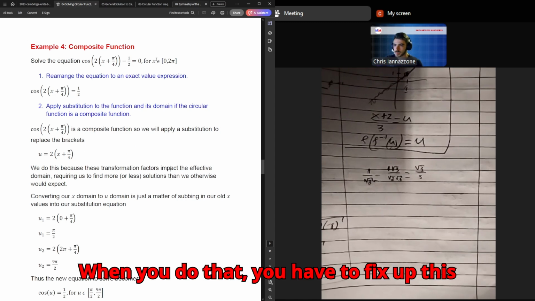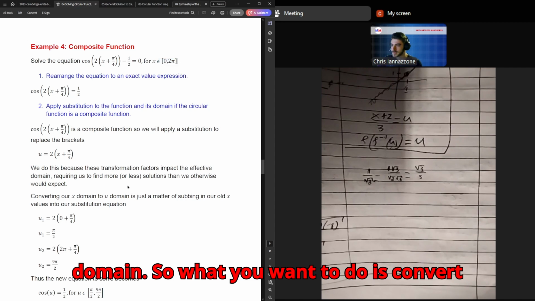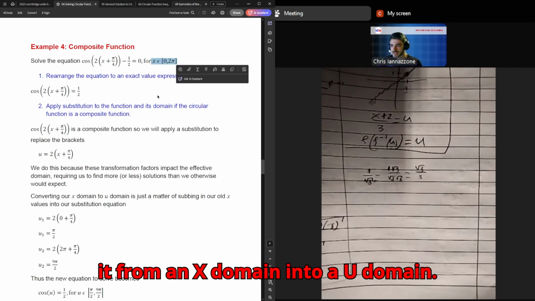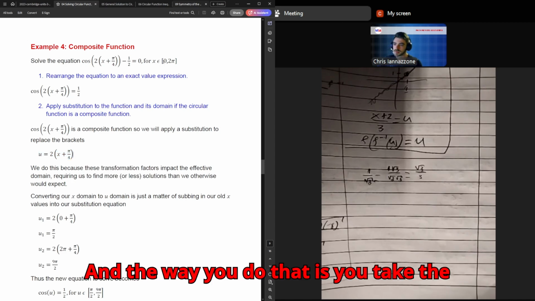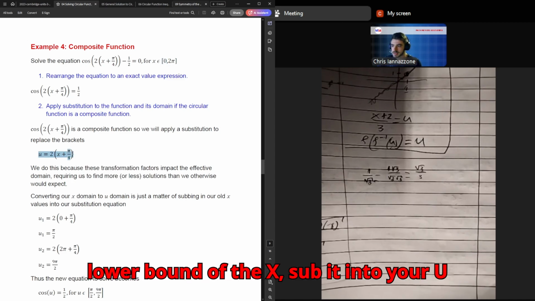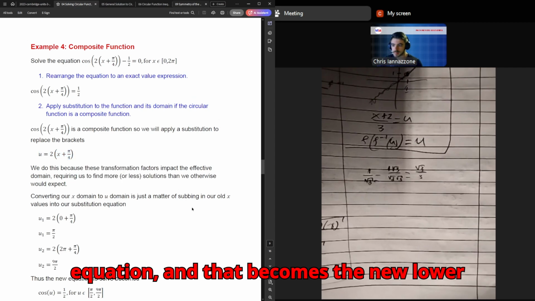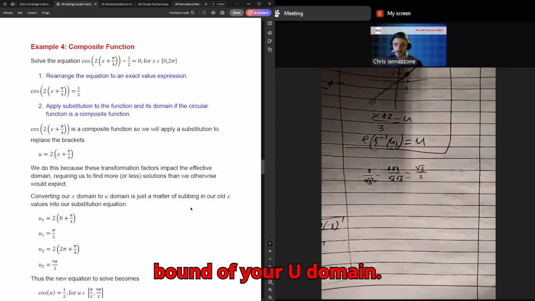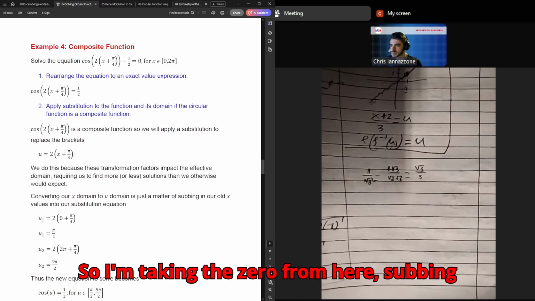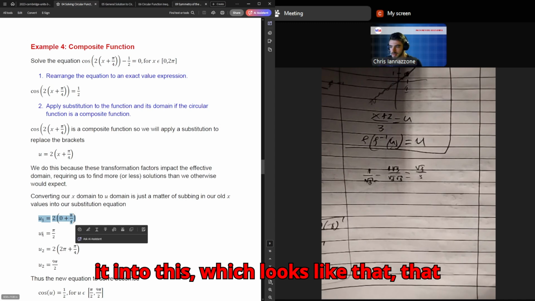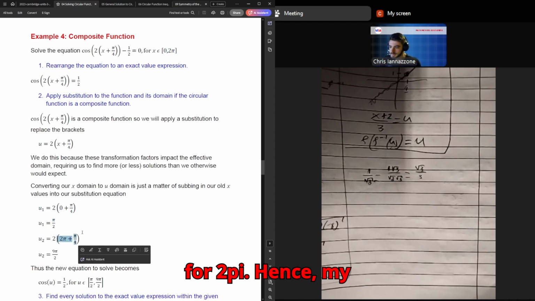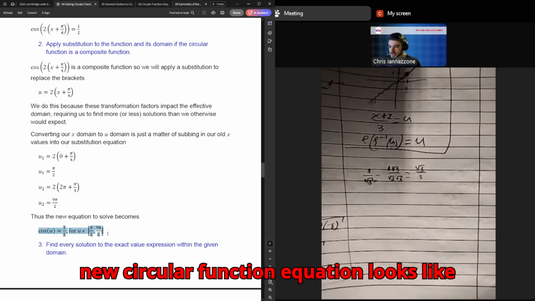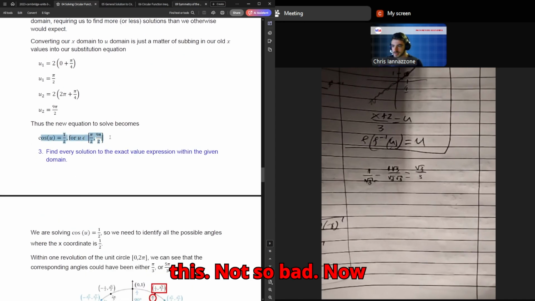When you do that, you have to fix up this domain. So what you want to do is convert it from an X domain into a U domain. And the way you do that is you take the lower bound of the X, sub it into your U equation, and that becomes the new lower bound of your U domain. So I'm taking the 0 from here, subbing it into this, which looks like that. That becomes pi over 2. Same thing for 2 pi. Hence, my new circular function equation looks like this.